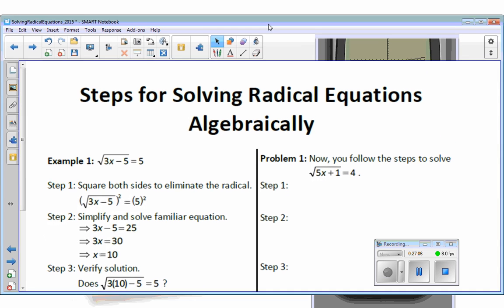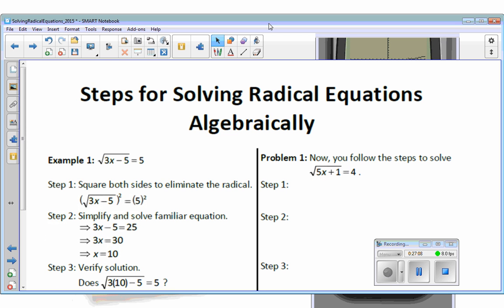Algebraically, the first question: do I have the radical isolated? Is there anything on the same side of the equal sign with the radical? So is it isolated? Yes, it is. When it's by itself, it's done. There's stuff under the radical, but does the radical have anything added or multiplied with it?